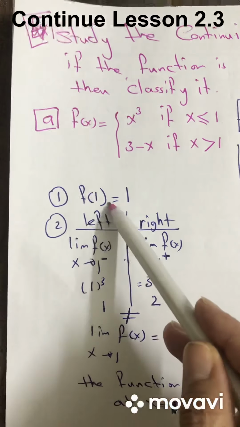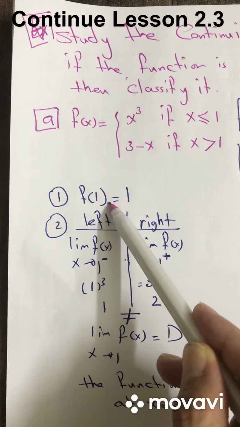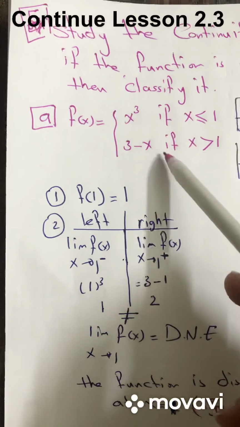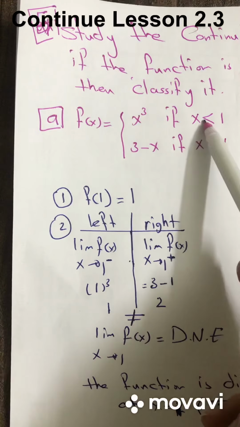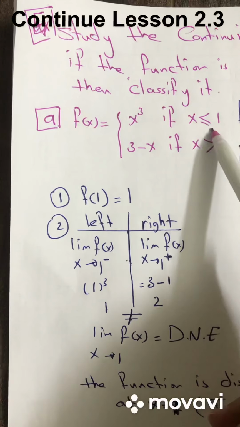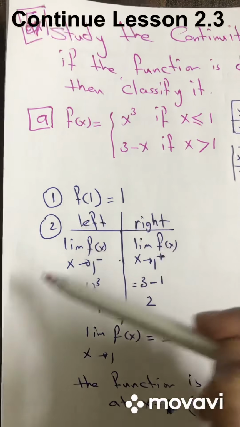First one, f of 1. Where should I substitute to find f of 1? Is it in the first or the second equation? Of course, in the first. Excellent. Why is that? Because there's an equal. So I will find the answer as 1.